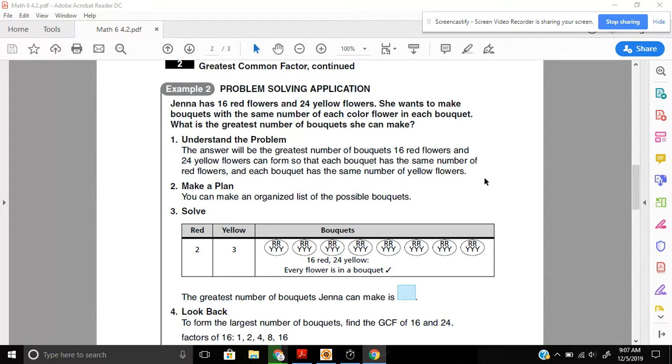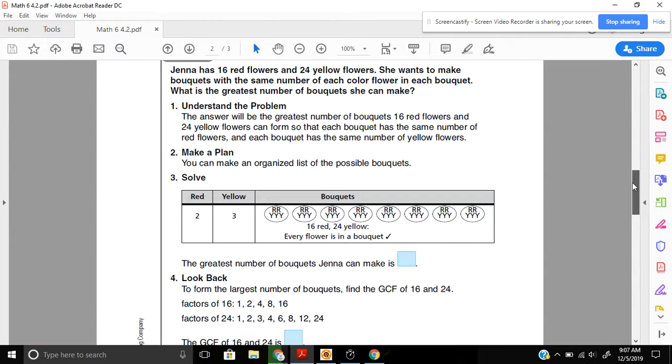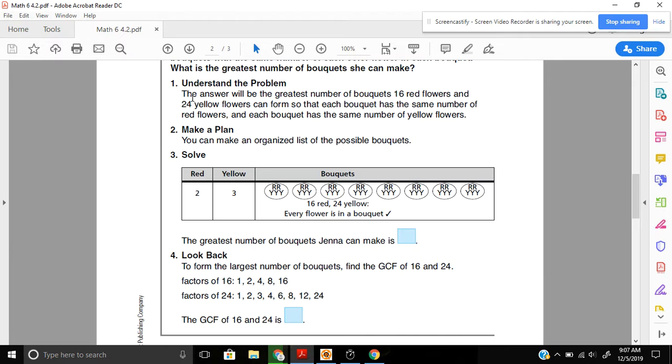And in this problem, it says Jenna has 16 red flowers and 24 yellow flowers. She wants to make bouquets with the same number of each flower in each bouquet. What's the greatest number of bouquets she can make? Okay, so first step, understanding the problem. The answer will be the greatest number of bouquets 16 red flowers and 24 yellow flowers can form, so that each bouquet has the same number of red and each bouquet has the same number of yellow. We can organize this list in possible bouquets.